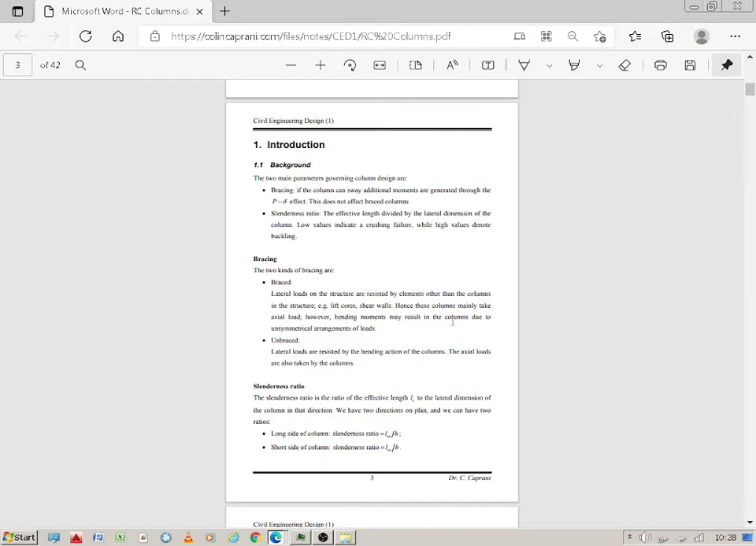However, bending moments may result in the columns due to unsymmetrical arrangements of loads. This is the most important point.